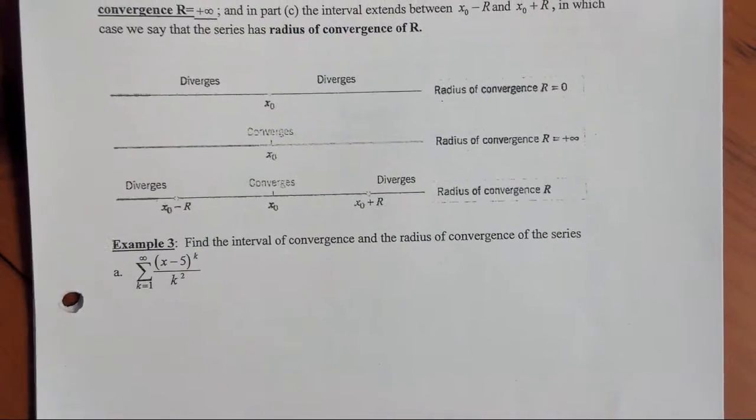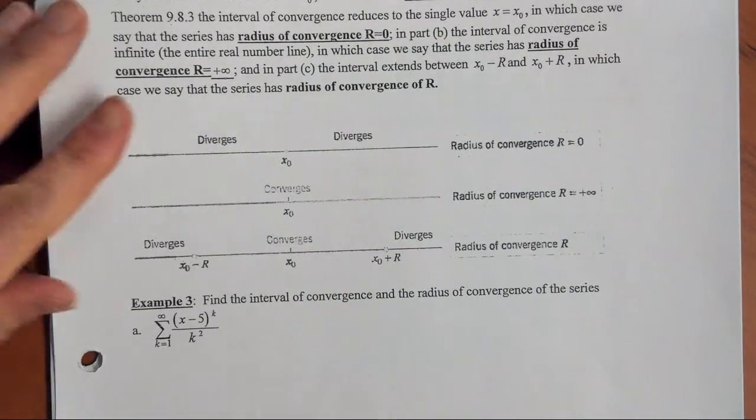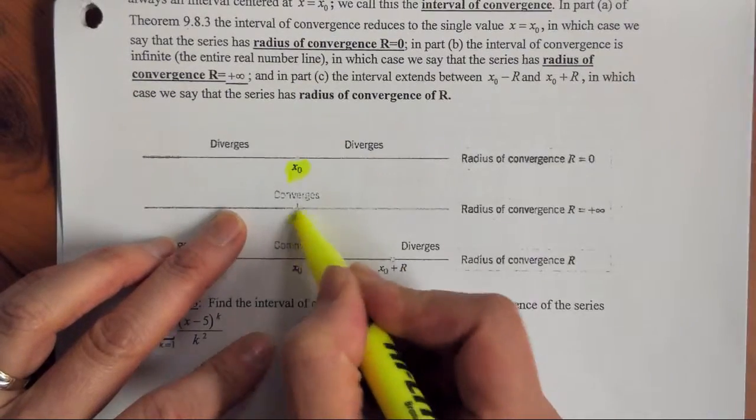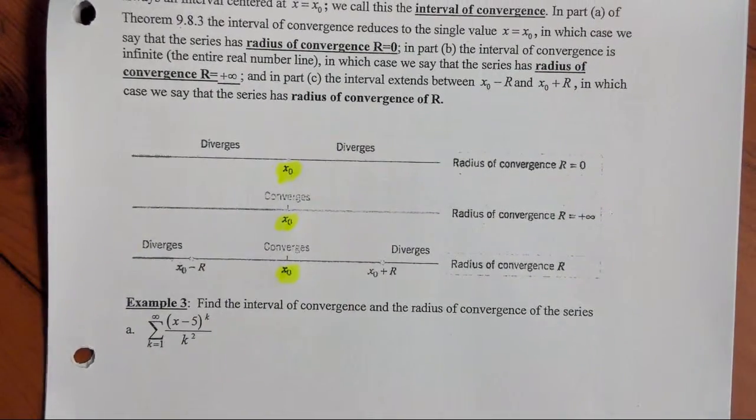Okay, we're now on page 14. So all the stuff that we had mentioned before, it's all pretty much the same, except now the center is not at 0, but it's at x sub 0. So it could be any number that you want it to be. Okay, so we're going to get right into the two examples.